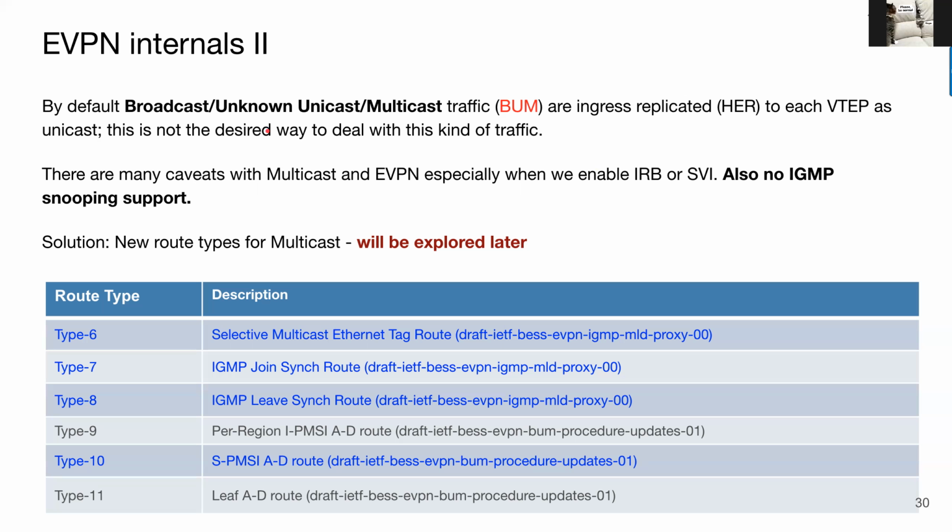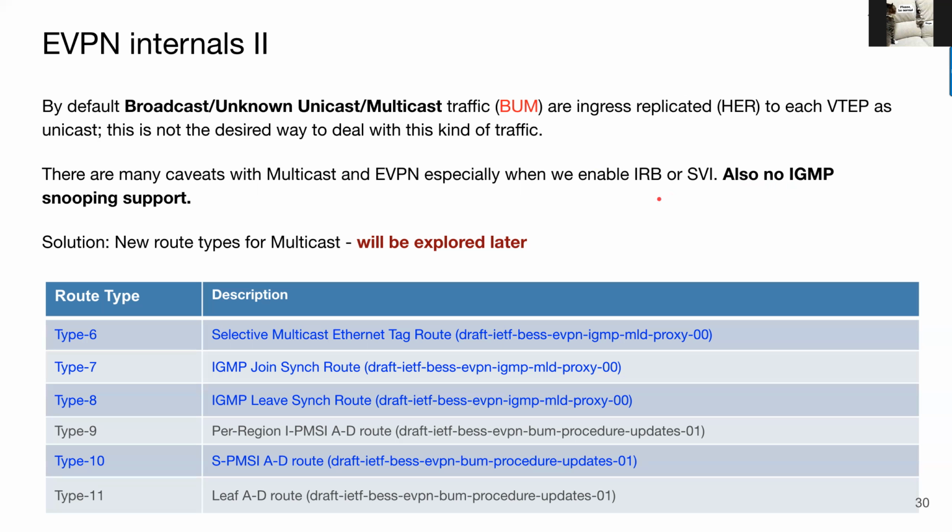So we've already talked about broadcast and unknown unicast. We'll send that information based on our flood list. If we want to talk about multicast traffic, then like it states here on the slide, there are a lot of caveats. The big thing here is that we don't support IGMP snooping. I believe this was also true with VXLAN.